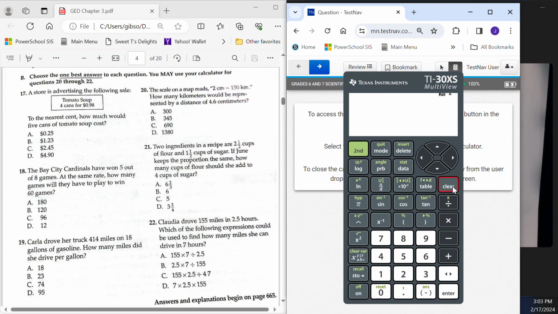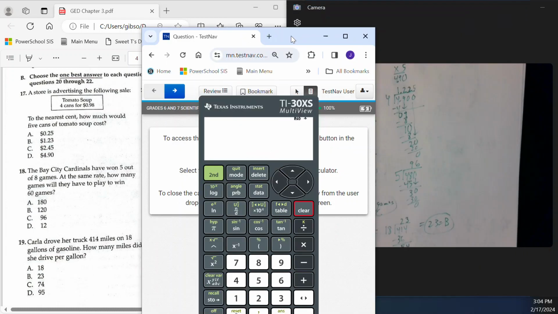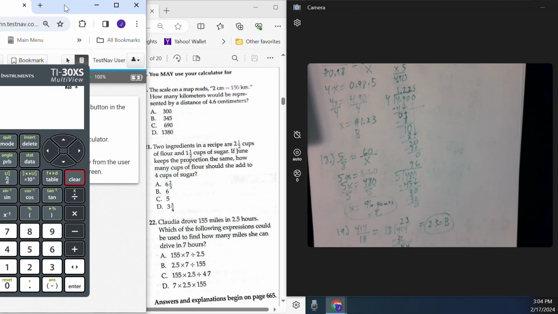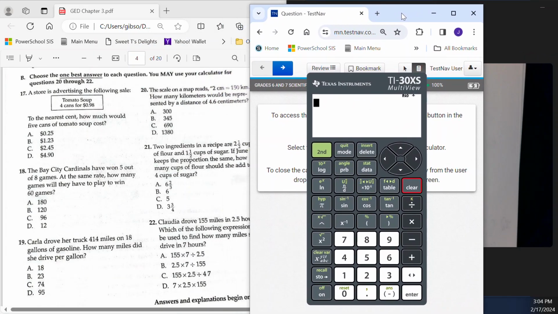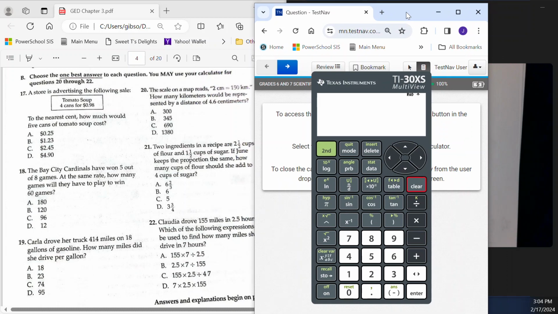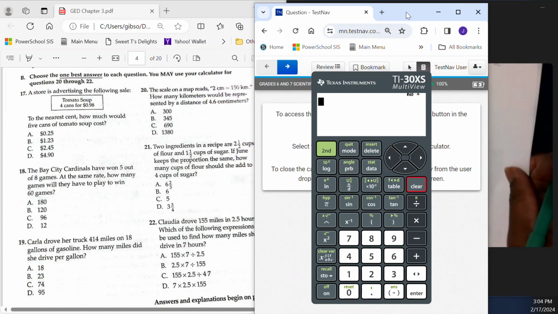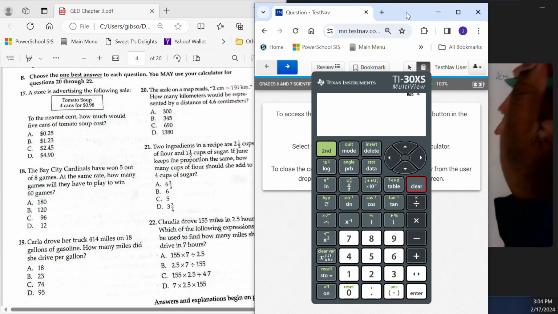For 20, it says the scale on a map reads 2 centimeters is equal to 150 kilometers. How many kilometers would be represented by a distance of 4.6 centimeters? Okay, so now I'm gonna have to move this over here. Trying to find a good spot here. Okay, so maybe I could get it here. So we had 2 centimeters, all over 150 kilometers.